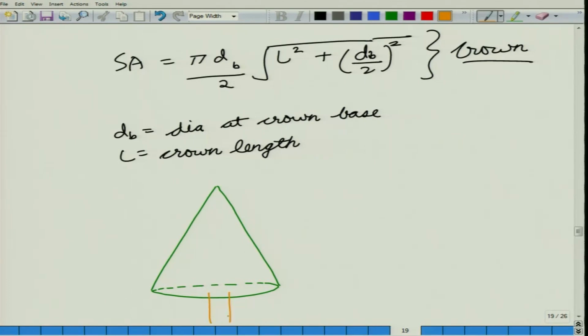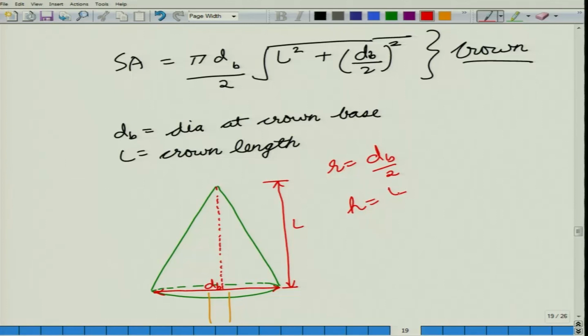So essentially this is your tree. Now in this cone you have the diameter at the base as dB and your crown length is capital L. So now if we do a perpendicular here, in this cone we have the radius equal to dB by 2 and the height is given by capital L. So what is the lateral surface length?